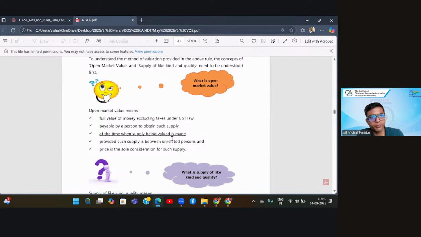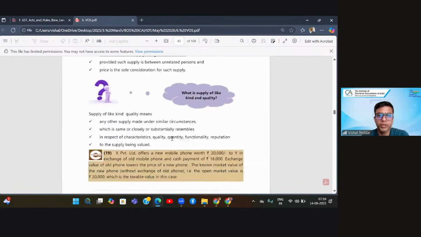Yes, sir. Open market value means full value in money excluding taxes under GST law payable by a person to obtain such supply at the time when the supply being valued is made, provided such supply is between unrelated persons and price is the sole consideration for such supply.